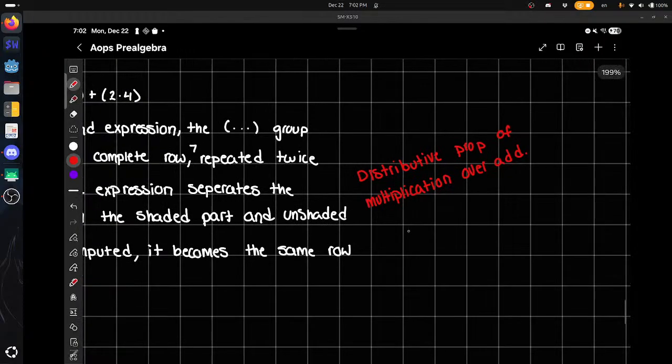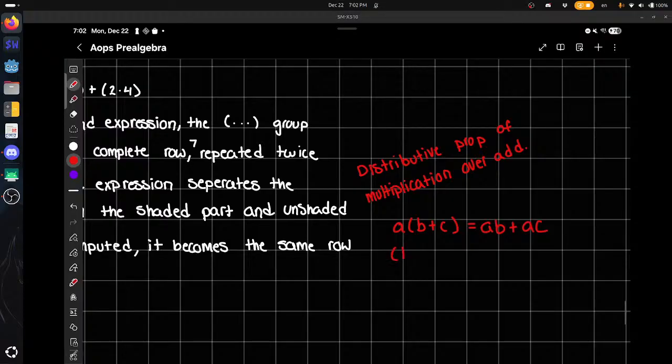So we can now write this as A times (B plus C), which is AB plus AC. Or we can write this as (B plus C) times A, which is the same as BA plus CA, or B times A plus C times A. Okay, so yeah, these are the same.